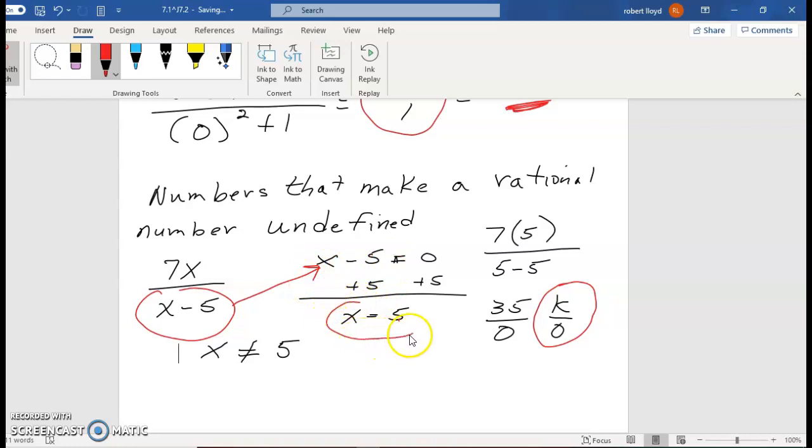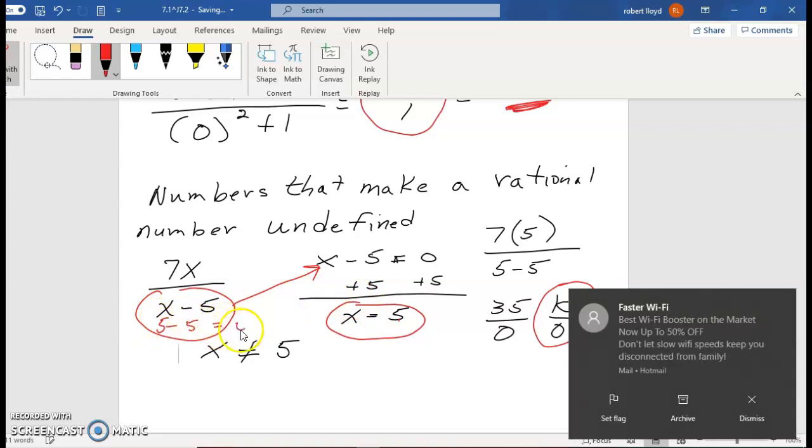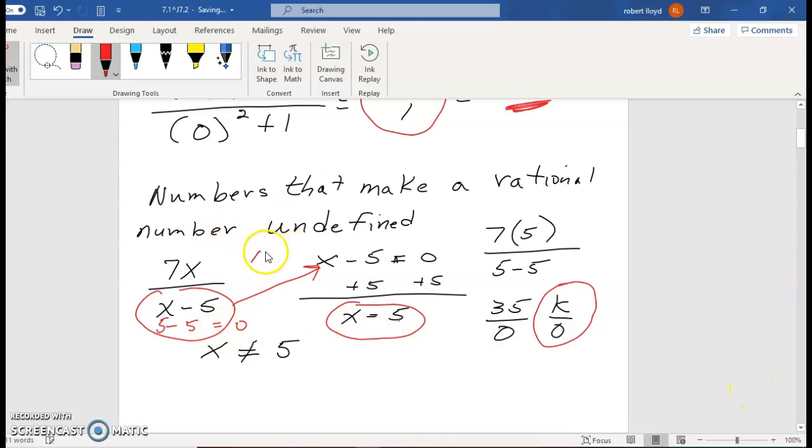So if x is 5 and we put it in here, we would have 5 minus 5, which should be 0, and we would have the KO. So when we solve that, when we put the denominator equal to 0 and solve it, we find out what value x cannot be, because if it was, it would make this whole expression undefined.